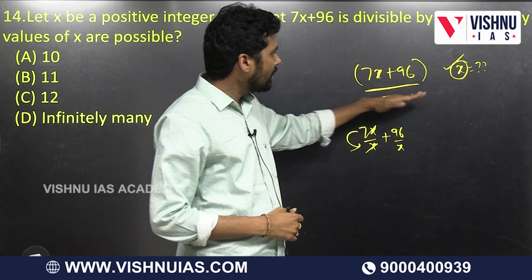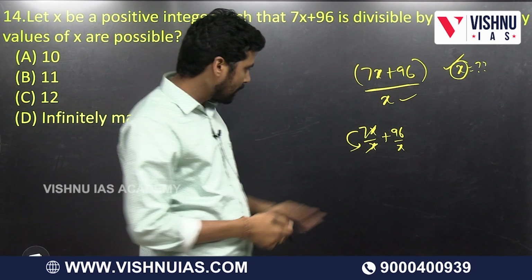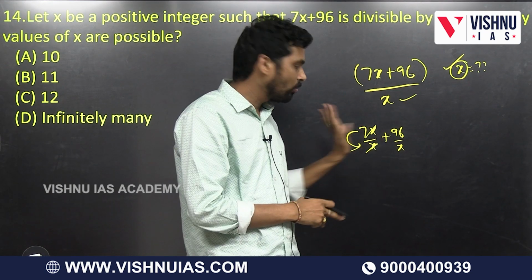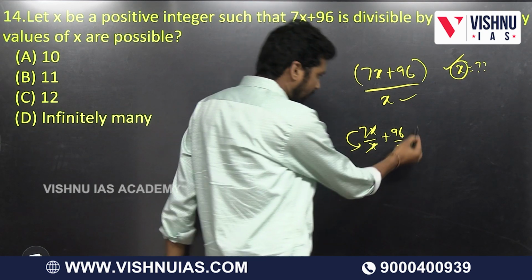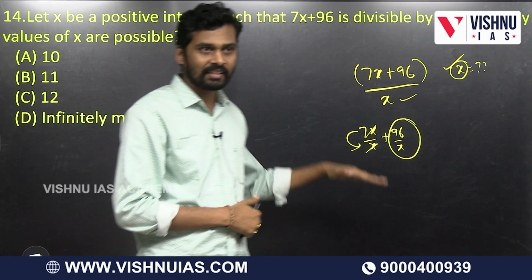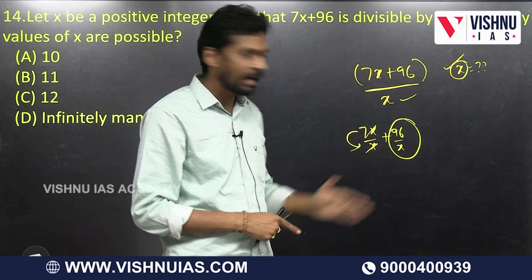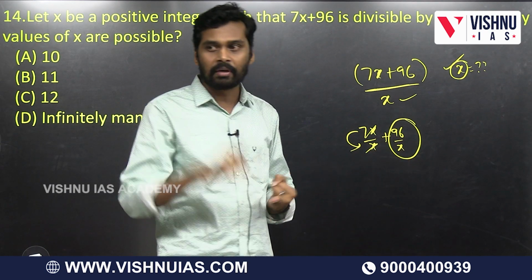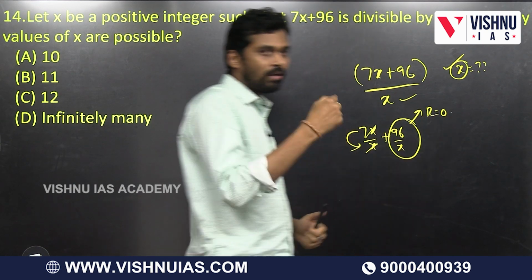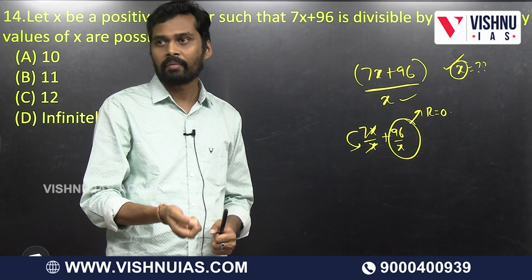So 7x by x plus 96 by x, we can write it, right? And later x gets cancelled, which means that 7x is completely divisible by x. So anyway, we don't require this one. Now we take this part only, 96 by x. What does it mean, 96 by x? And he is saying that it is completely divisible, which means what? When you divide 96 by x, the remainder is what? 0. Completely divisible means what? 0.